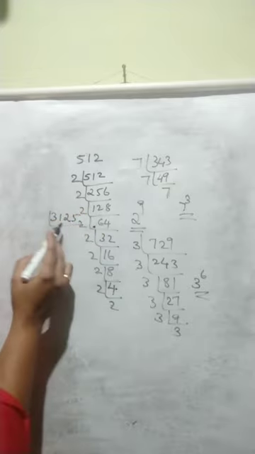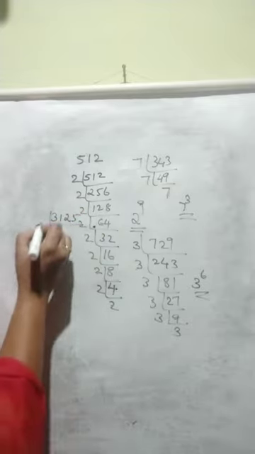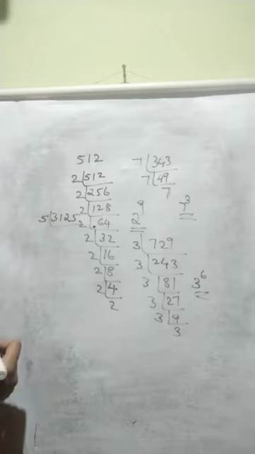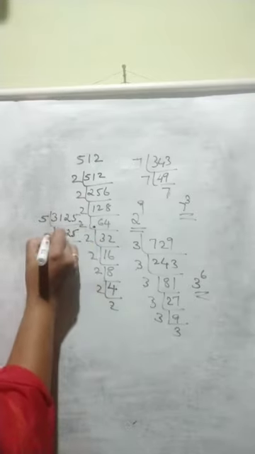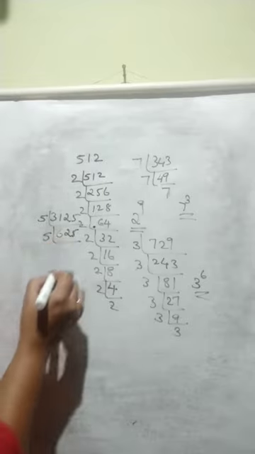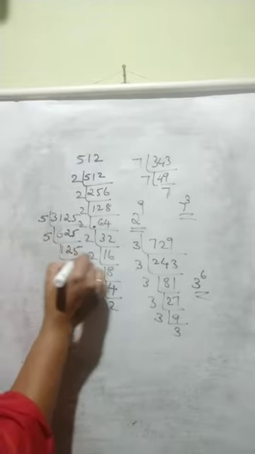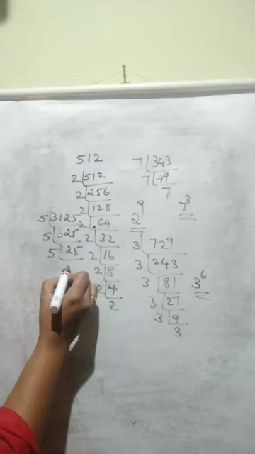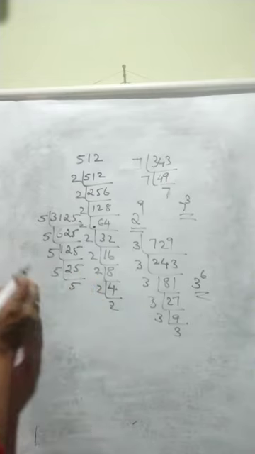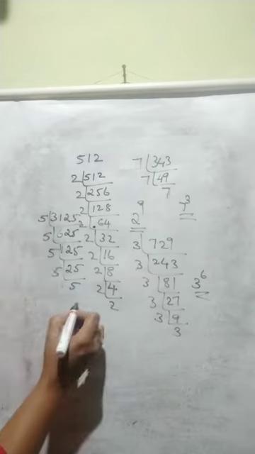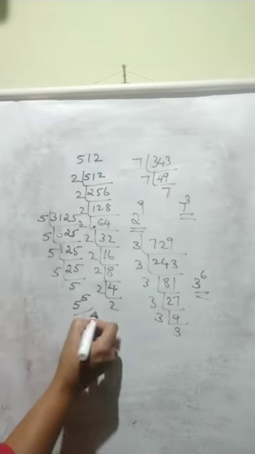Next one is 3125. We can divide this only by 5. Okay. 5 is a prime number. So that is equal to 625. Again by 5. That will be 125. Again by 5. That will be 25. Then 5 times 5, 25. So 1, 2, 3, 4, 5. So we can write this as 5 raised to 5.